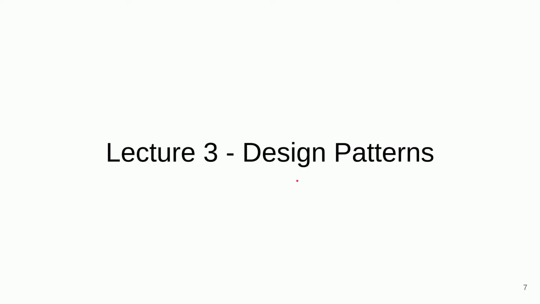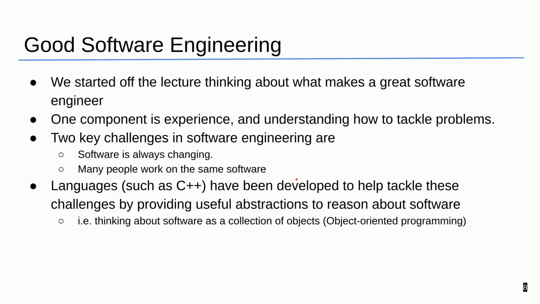Okay, so let's dive into lecture 3 on design patterns. So again, we started today thinking about what makes a great software engineer. And in general, as I mentioned, this comes from folks who've had experience or practice, or just a handle on the problem. So, there are really a few key challenging problems in software engineering, and that software is always changing. So it's a sort of moving target, and many people work on the same software. So that can also make things challenging because you have to figure out how folks can collaborate.